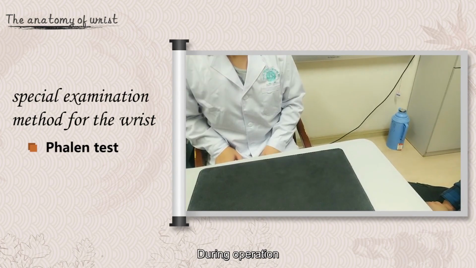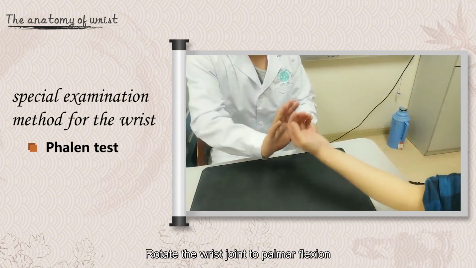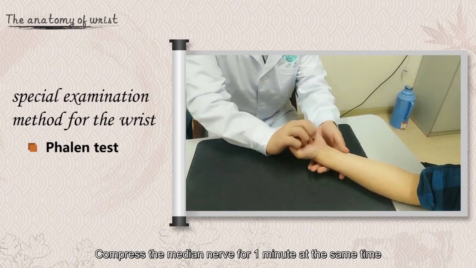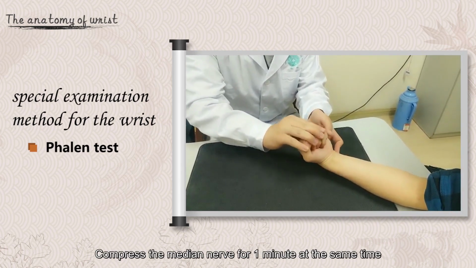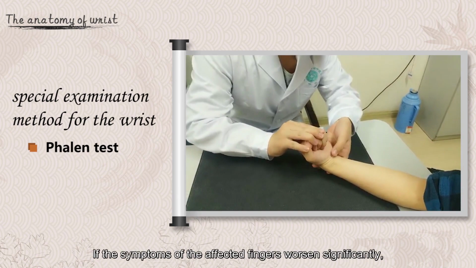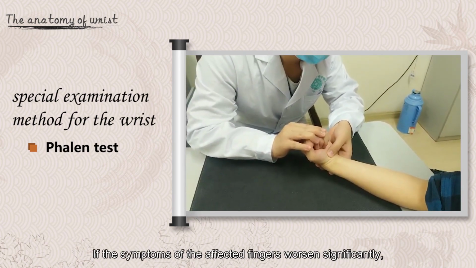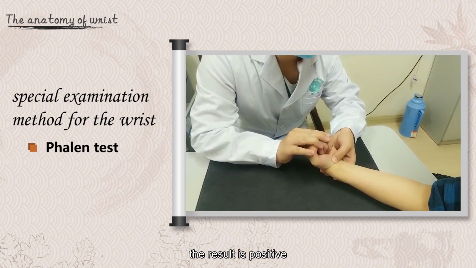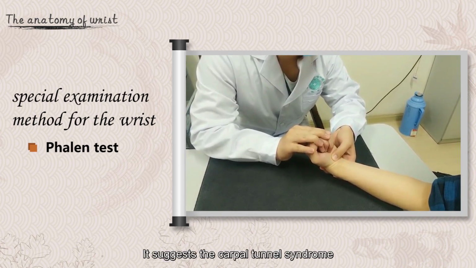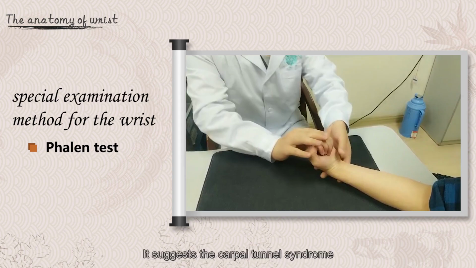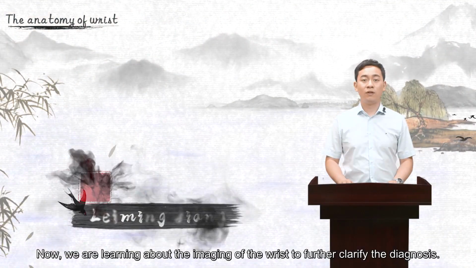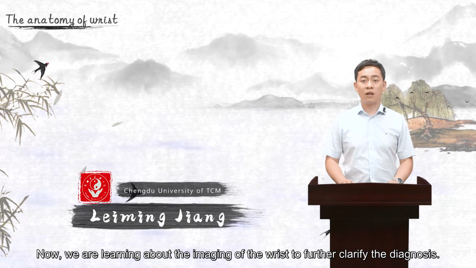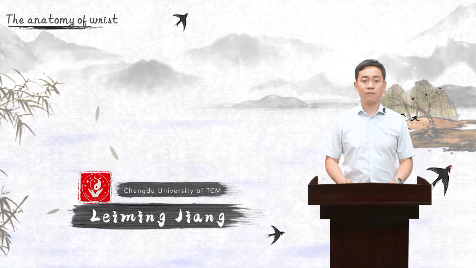Phalen test. During operation, rotate the wrist joint to palmar flexion. Compress the median nerve for 1 minute at the same time. If the symptom of the affected finger worsens significantly, the result is positive. It suggests carpal tunnel syndrome. Now, we are learning about the imaging of the wrist to further clarify the diagnosis.